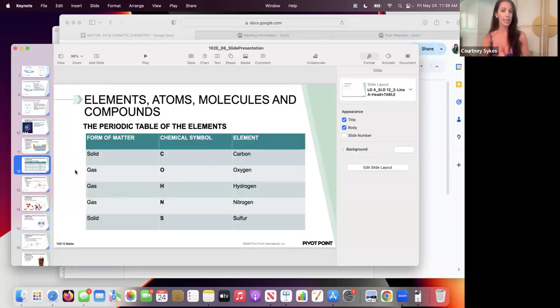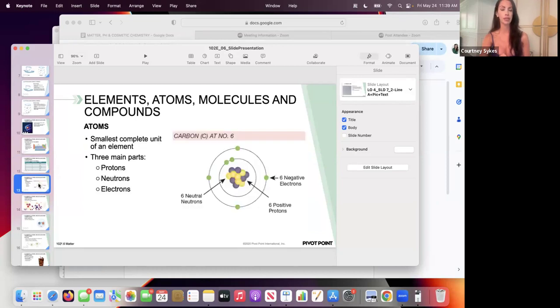Okay. Then here's a fun fact. The periodic table of elements gives you the form of matter, whether it's a solid, and it gives you a chemical symbol versus the element: carbon, C; oxygen, O; hydrogen, H; nitrogen, N; and sulfur, S. And it just happens to tell you whether it's a solid, liquid, or gas. Oxygen, hydrogen, and nitrogen are all gaseous forms of matter, whereas sulfur and carbon are solids. So that's kind of fun to take a look at it from that perspective.